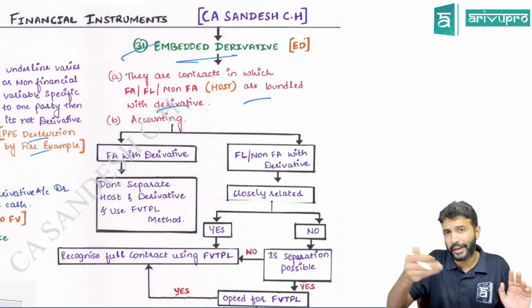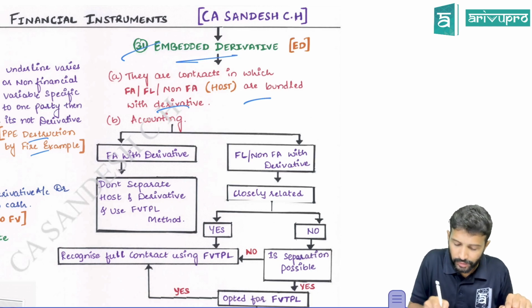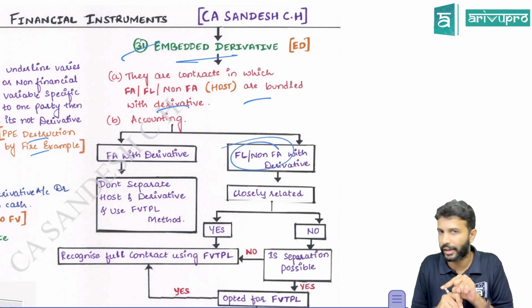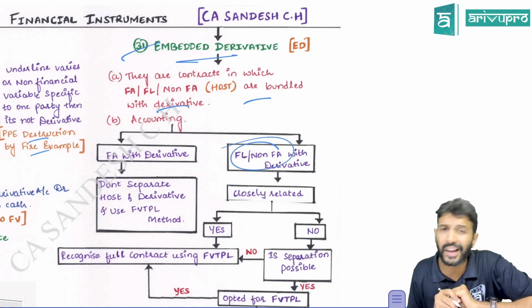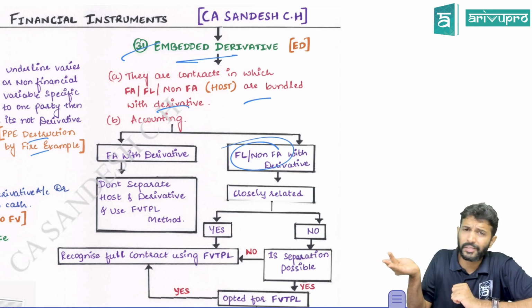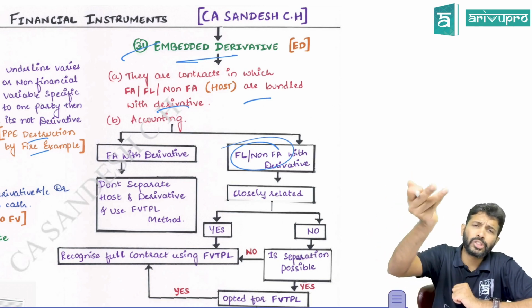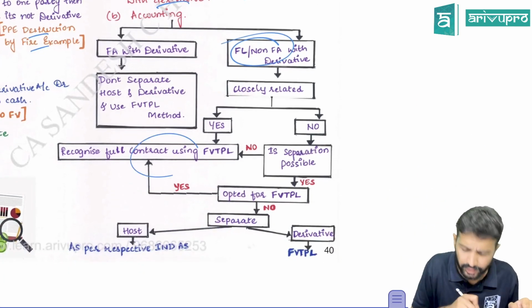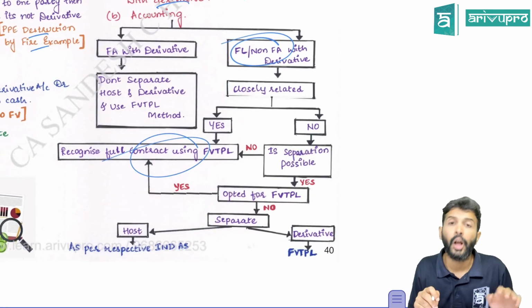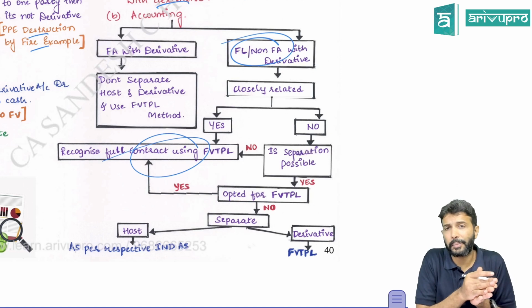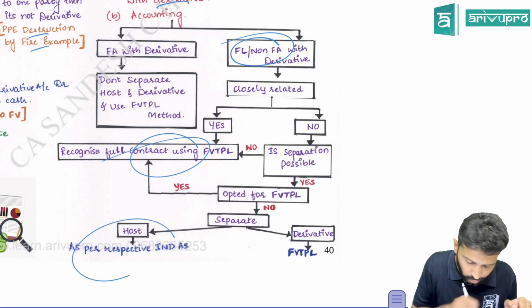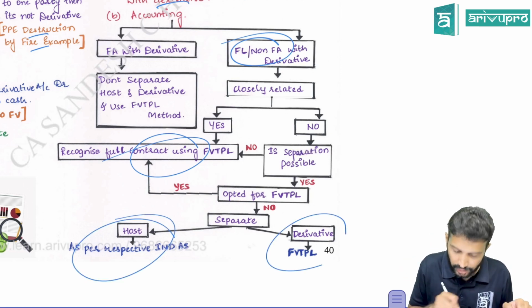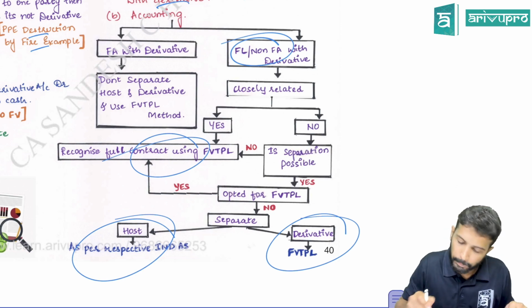If you are able to separate it, then check the host, meaning your financial liability or non-financial asset that we're calling the host. Check if the host is already accounted under FVTPL, because for derivative also we use FVTPL. If the host is already accounted under FVTPL, then no need to segregate them. Treat it as one contract and recognize it at FVTPL itself. Now, if the host is not accounted under FVTPL, then you need to separate, and the host is accounted as per the respective Ind AS and the derivative is accounted as per the FVTPL method.